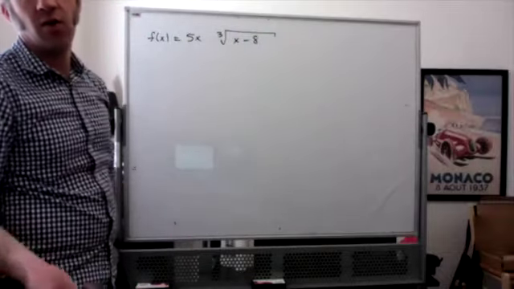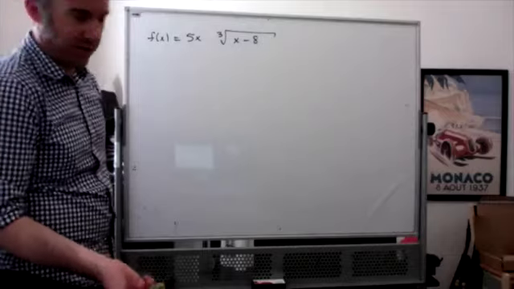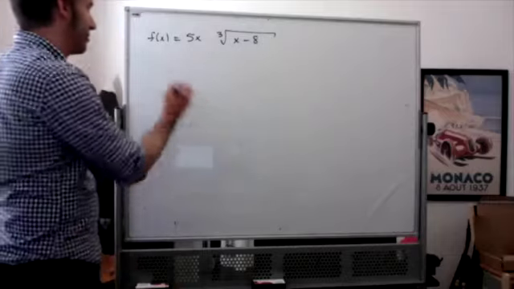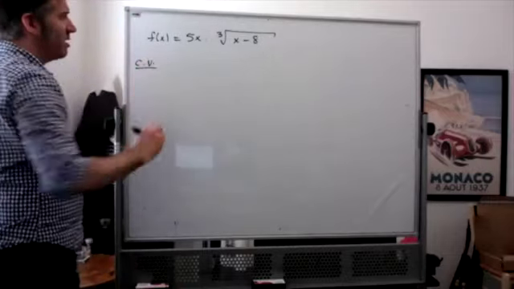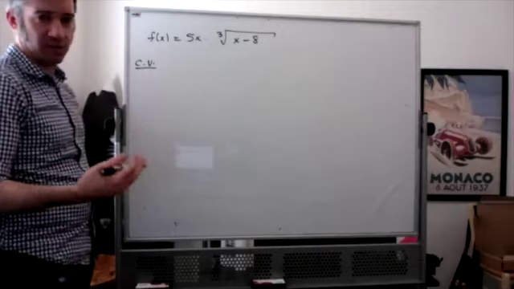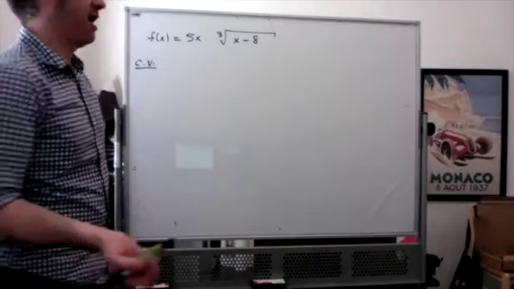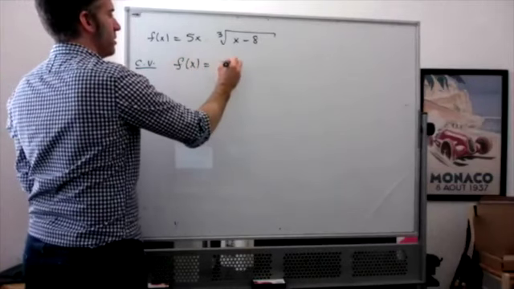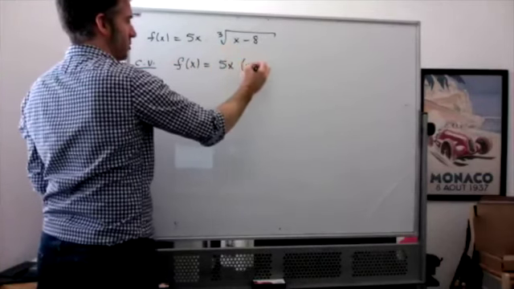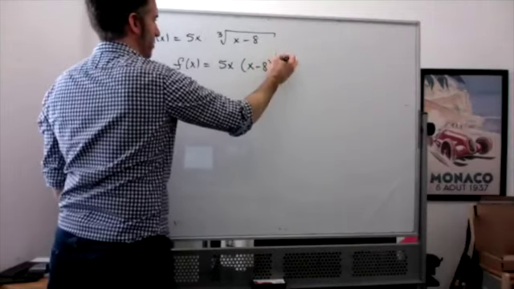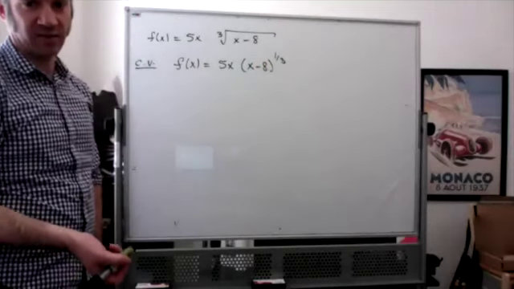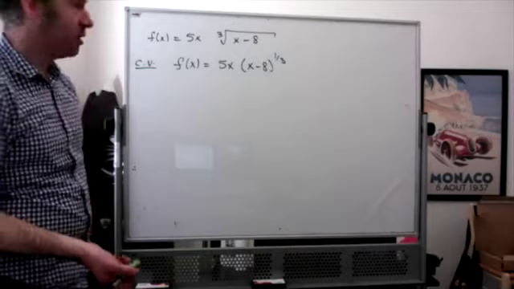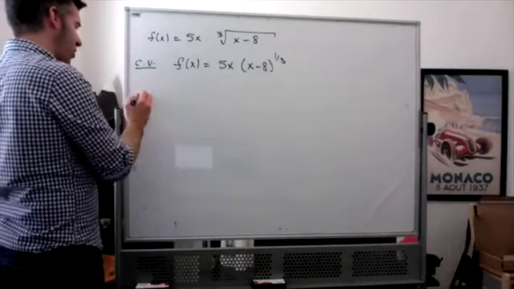So they ask what values is the derivative 0 or undefined, which means find the critical values. And whenever I'm finding the critical values or differentiating a function with a root, I always want to rewrite the function as, instead of a root, a fractional power. So 5x times x minus 8 to the 1/3 power. So let's go ahead and take the derivative.